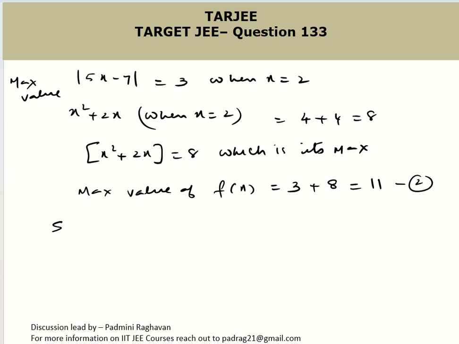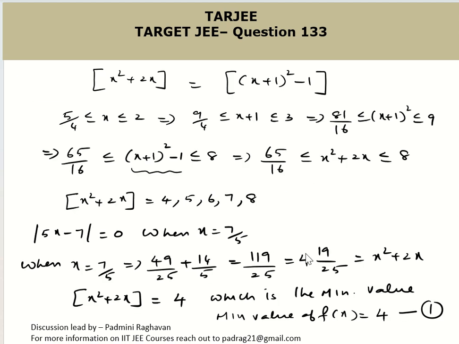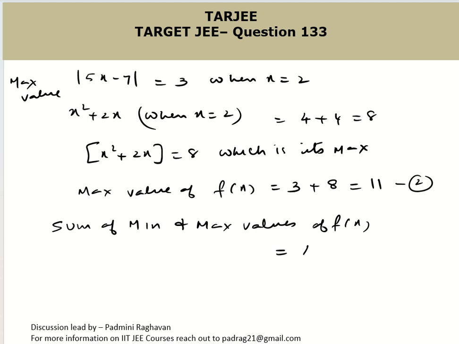The question is to find the sum of minimum and maximum values of f of x. Let us see what is the minimum value. If I remember, the minimum value is equal to 4, and the maximum value of f of x is equal to 11. So the sum of minimum and maximum values is equal to 4 plus 11, which is equal to 15.